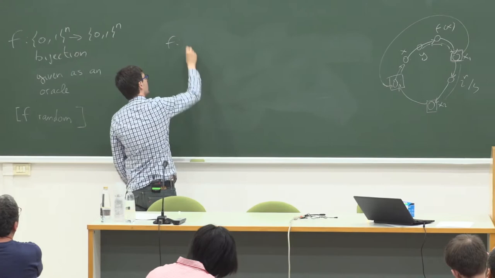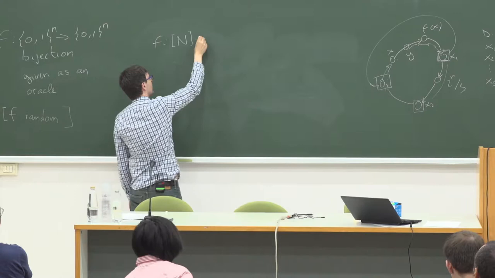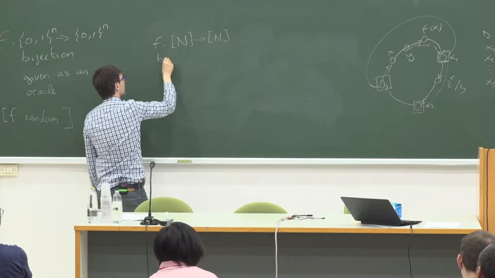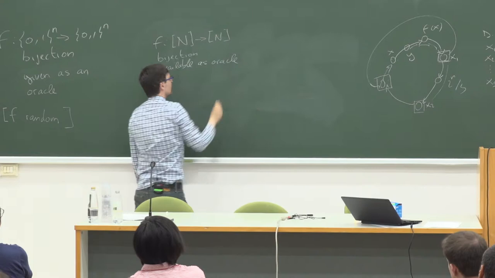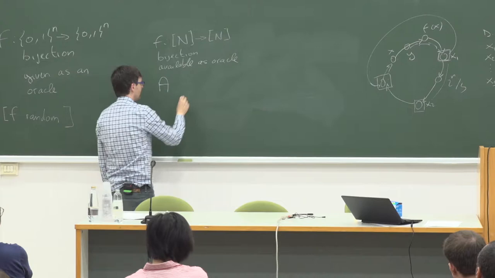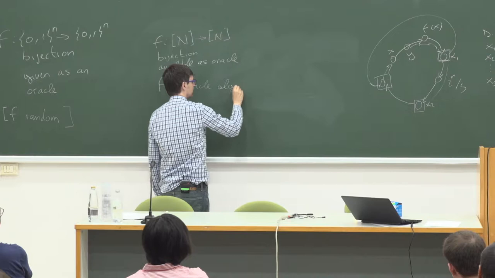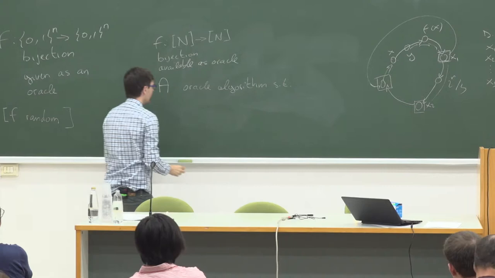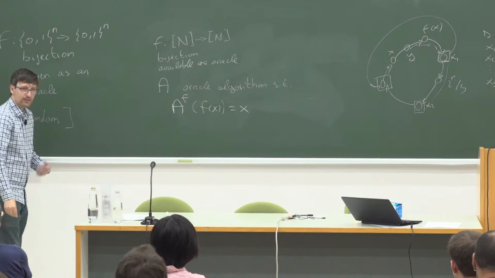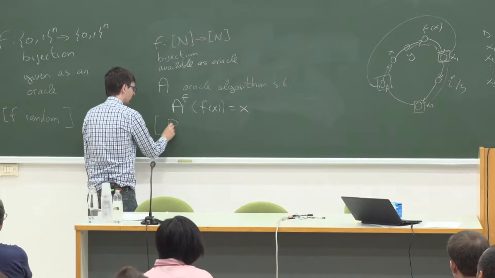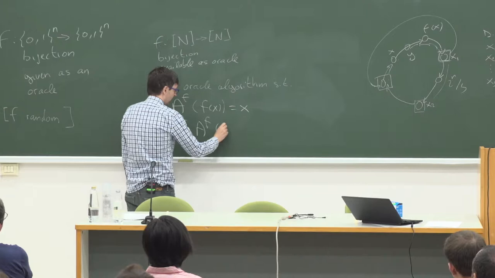We could just think of it as something mapping the numbers from 1 to n to the numbers from 1 to n. And this is available as an oracle. And then suppose that A is an oracle algorithm such that A, with oracle access to F, given F of X, finds X. So A is an inverter.